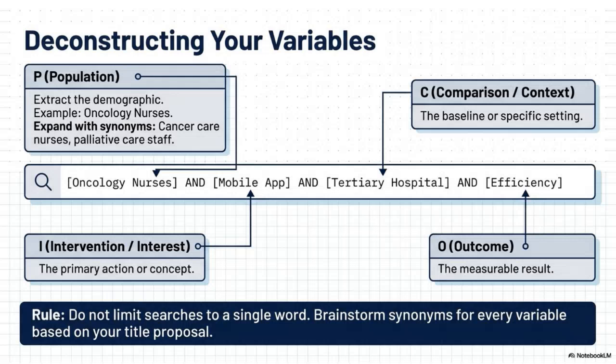To search effectively, I need you to deconstruct your variables using PICO for quantitative or PICO for qualitative research. I recommend brainstorming synonyms for every variable. For example, if you are studying oncology nurses, also search for palliative care staff.